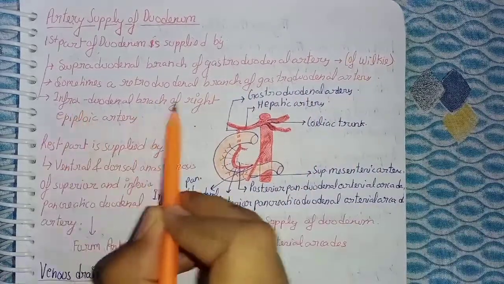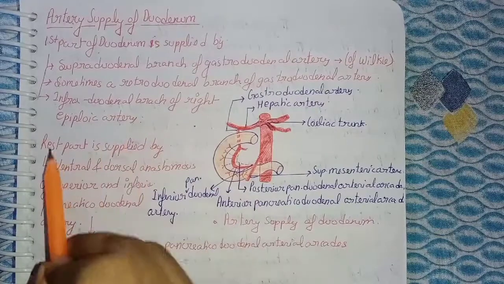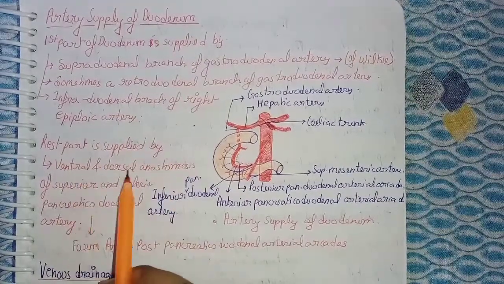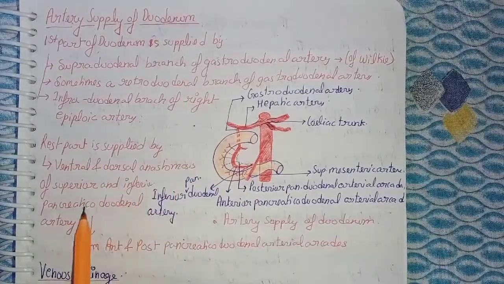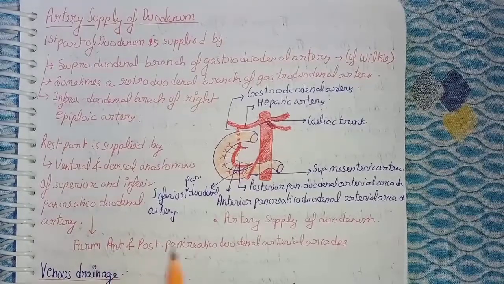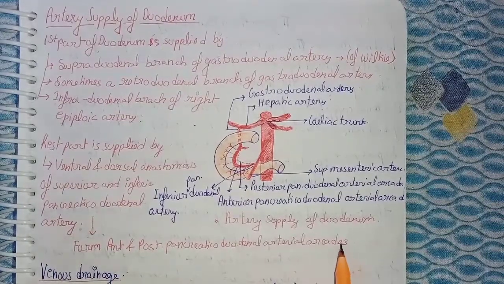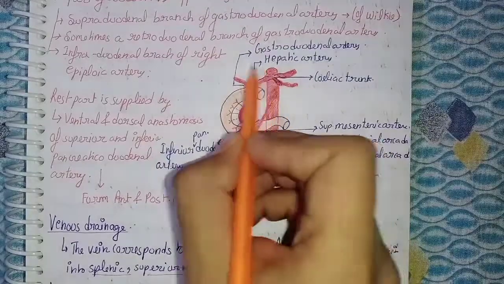and the infraduodenal branch of the right gastroepiploic artery. The rest is supplied by the ventral and dorsal anastomosis of the superior and inferior pancreaticoduodenal arteries, which form the anterior and posterior pancreaticoduodenal arterial arcades. So see the arterial supply of the duodenum here.